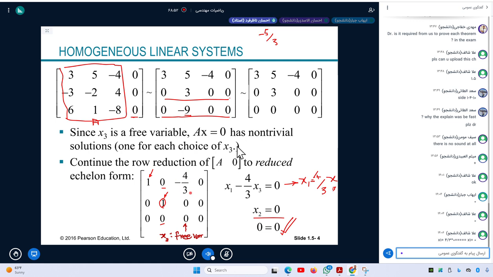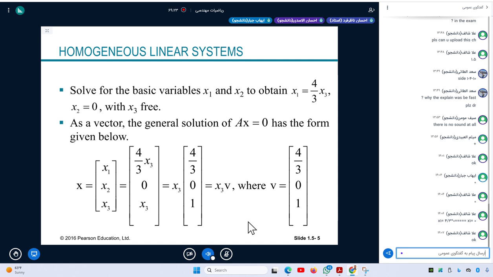No, I just said that you cannot multiply this one. Why are you going to do that? Because x3 is not 0. Why are you going to multiply minus 4 by 3 by 0? That's impossible. No, it is impossible, of course. No, x3 is a free variable.